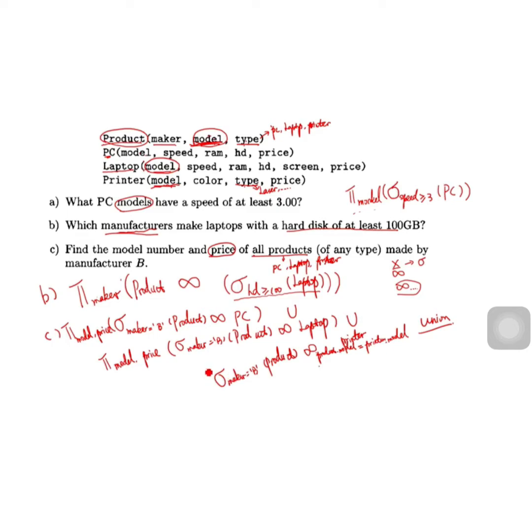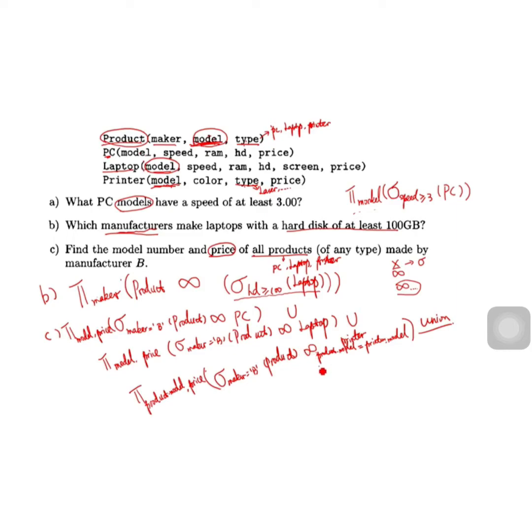product and printer, and then projection. And here we cannot write model because there are two models in the result, product.model and printer.model. You can choose one. Product.model or printer.model here. Okay, price. Okay, now we get the model number and price of printer made by B.